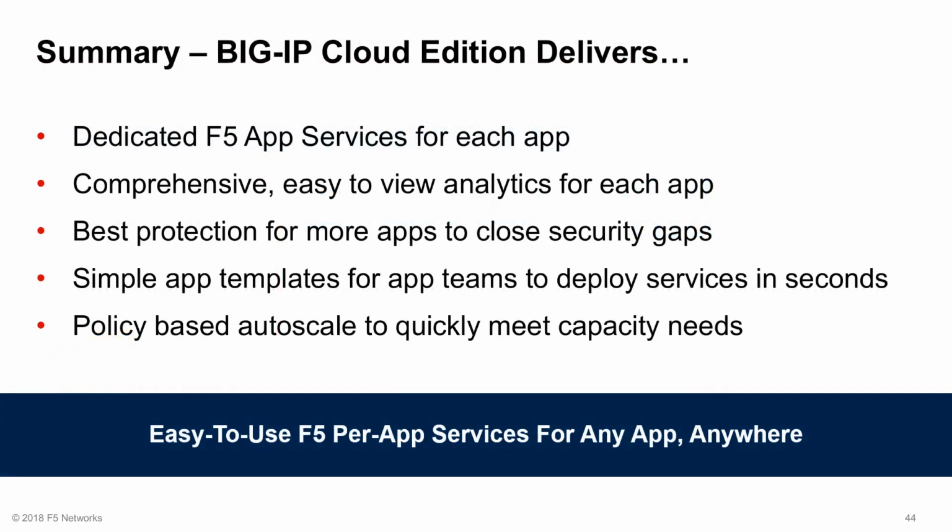So finally, the summary slide about BIG-IP Cloud Edition. It delivers dedicated F5 application services for every app. It's comprehensive, easy to view analytics for every app. It gives you the best protection for more applications wherever they run to close the security gaps. Simple templates from BIG-IQ to deploy services in seconds. And policy-based autoscale to quickly meet capacity needs. So to finish it off, easy to use F5 per application services for any application, anywhere.